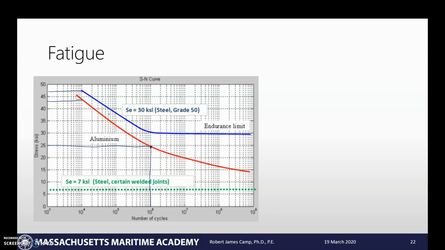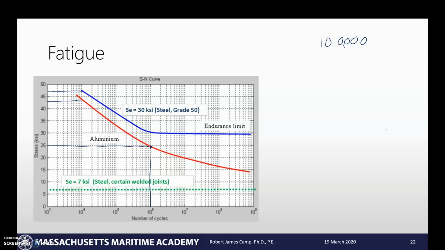Is that right? Sorry, 10 to the 5. I'm not thinking this morning. 1, 2, 3, 4, 5. Actually, 10 to the 5 is 100,000 cycles. 10 to the 6 would be 1,000,000. So I'm not really thinking this morning. That's what you get for recording early in the morning.